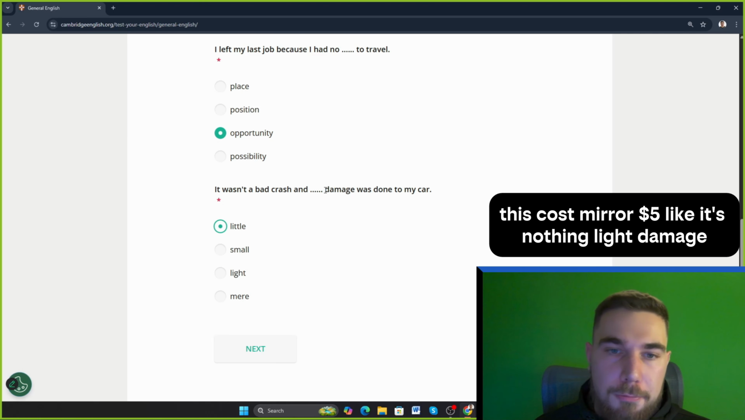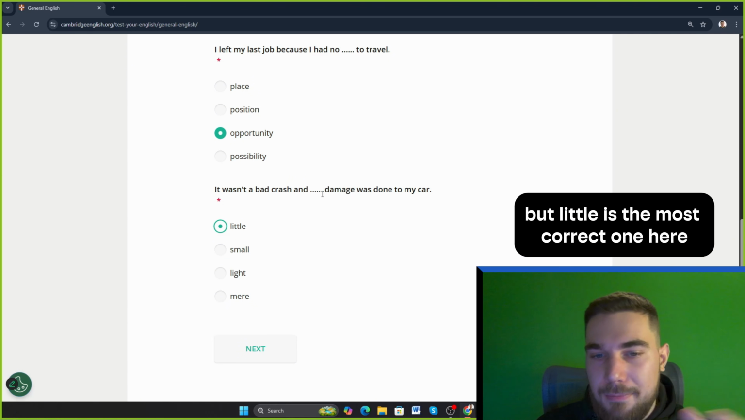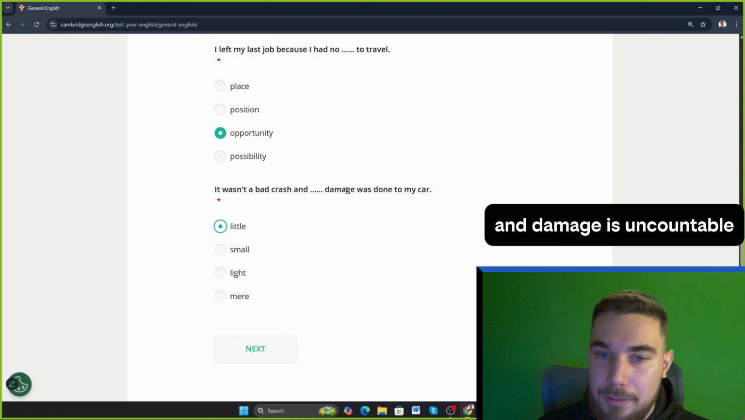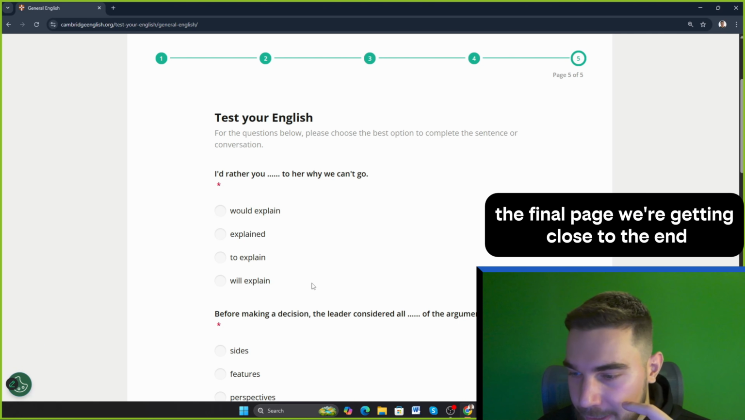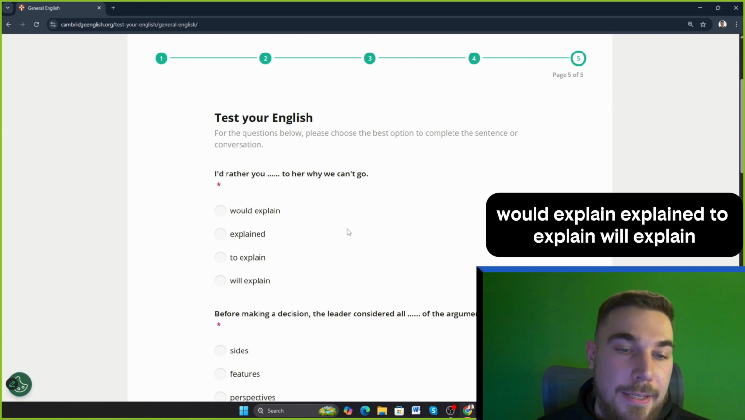Light damage, I think you could hear native speakers say that, but little is the most correct one here because little is used with uncountable nouns and damage is uncountable. The final page, we're getting close to the end. I'd rather you blank to her why we can't go. Would explain, explained, to explain, will explain.